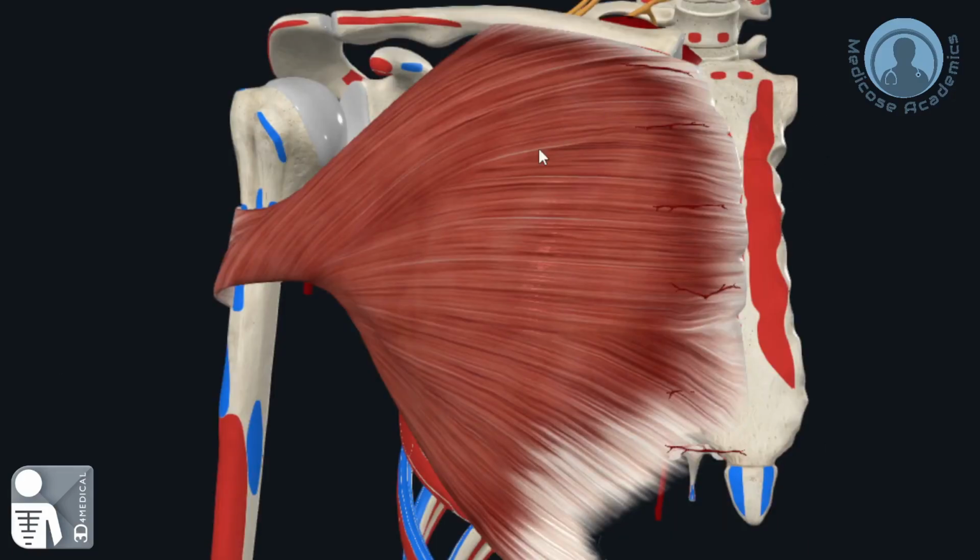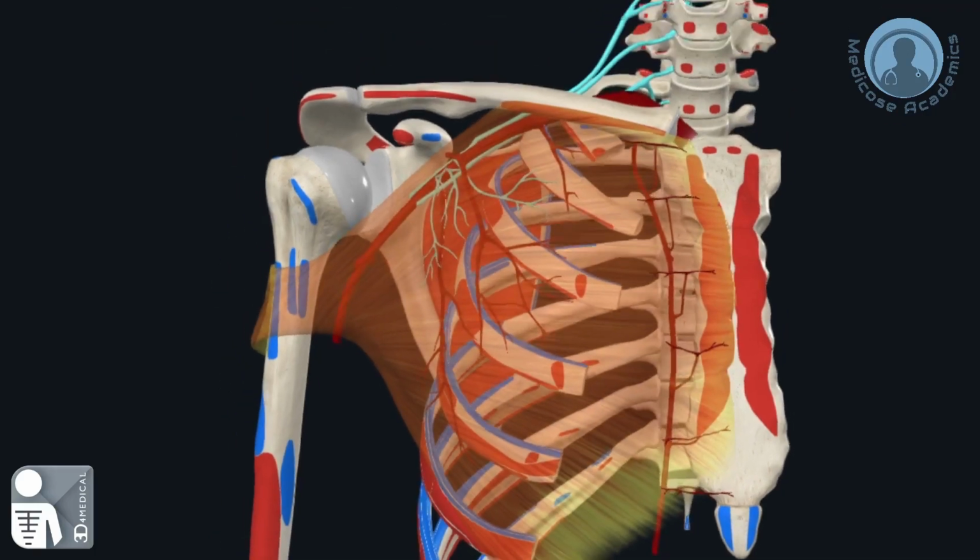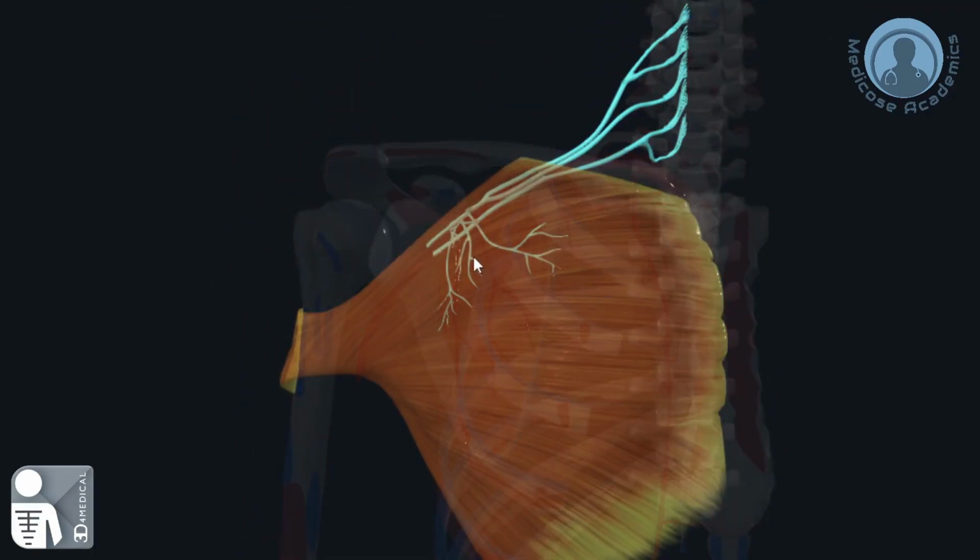Let's talk about its supply. This muscle is supplied by arteries and nerves like all the other muscles, and the nerves majorly supplying this muscle are the medial and lateral pectoral nerves from the medial and lateral cords of the brachial plexus. As you can see, 1, 2, 3, 4, 5, it gets supply from all the roots of the brachial plexus from C5 to T1. So this is the one muscle that you can test to check all the root values of the brachial plexus.